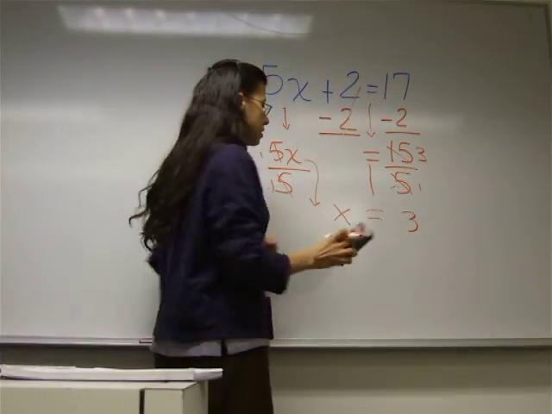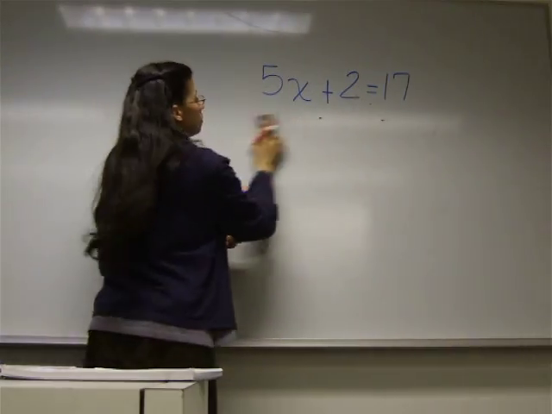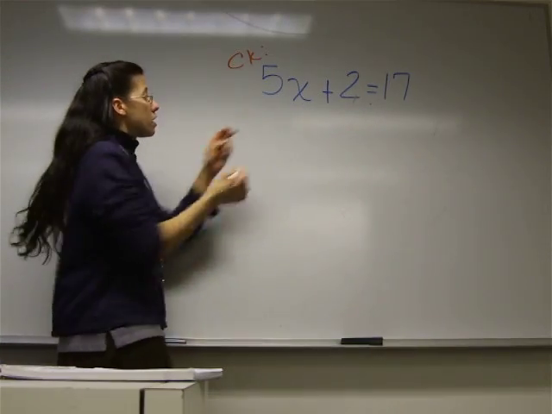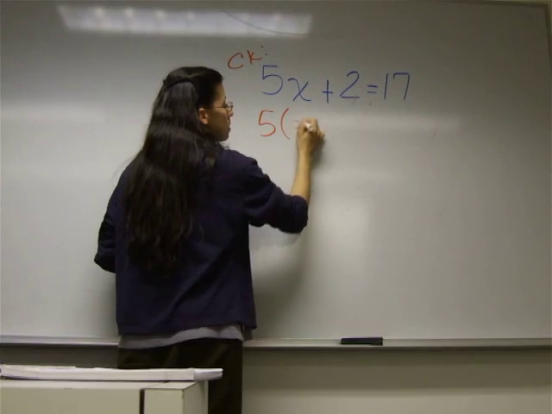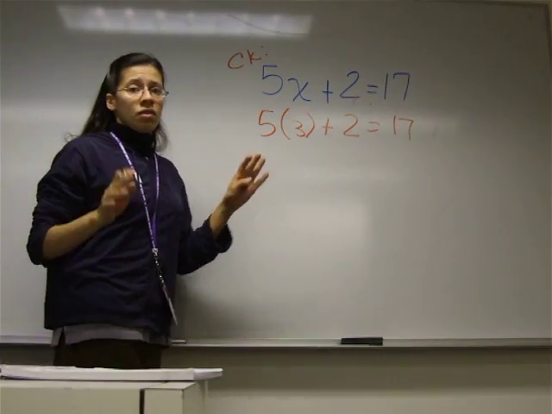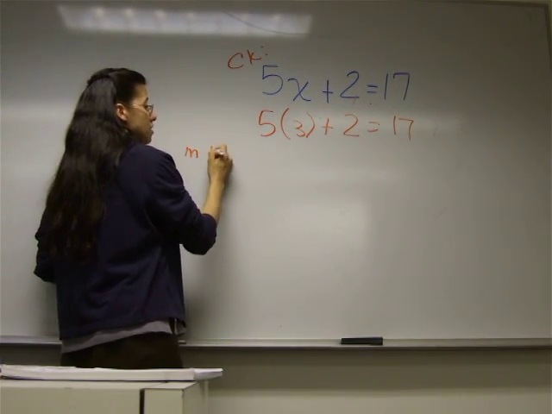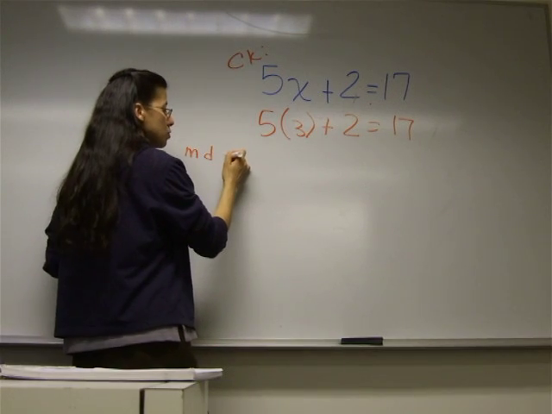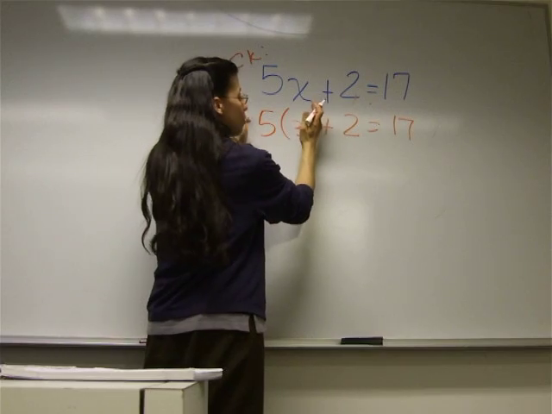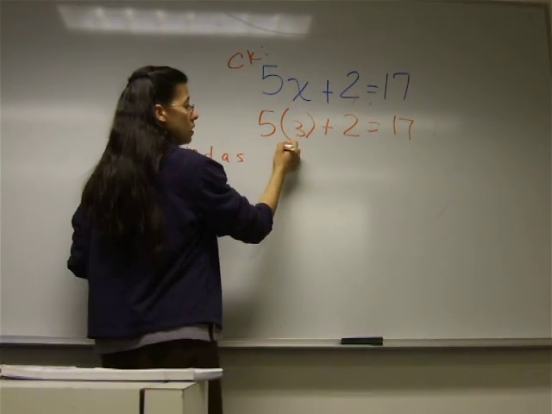X equals 3. Let's see. You're going to check this. Check. The 3. You're going to put 5 times 3 plus 2 equals 17. Remember your order of operations. You must do multiplication and division first, then you do addition and subtraction. So you're not going to touch this. You're going to touch this because this is multiplication. So either multiplication or division first.